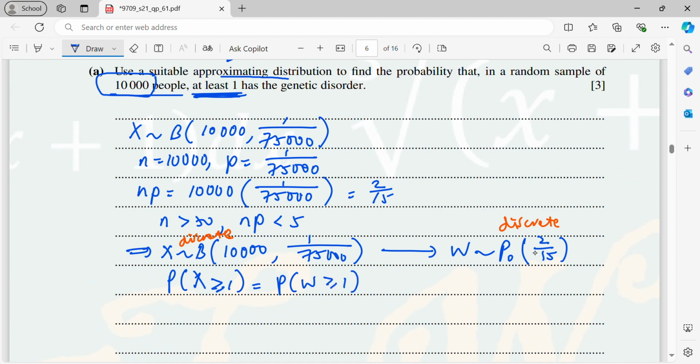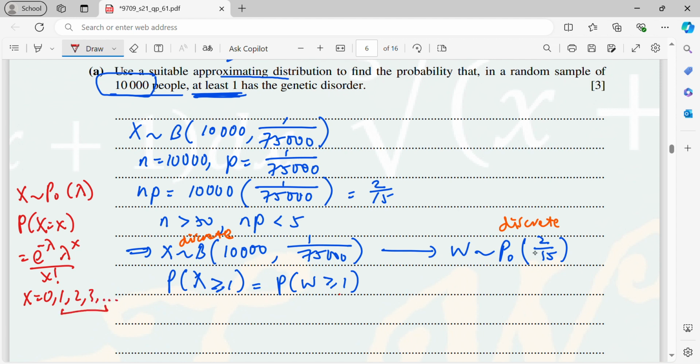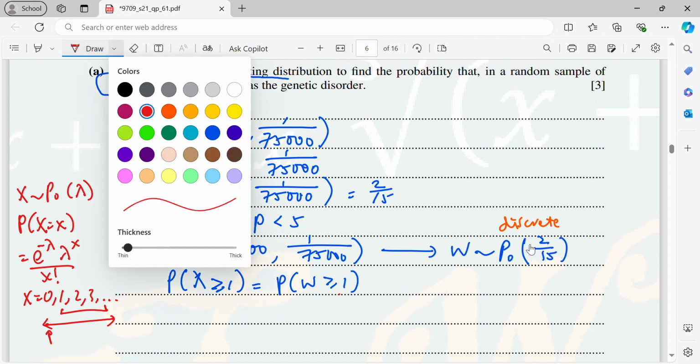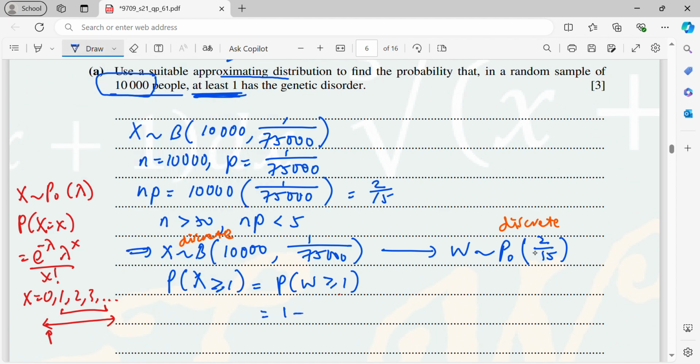So now, for the Poisson distribution, X is Poisson distributed with lambda, or mu. P(X = x) is going to be e^(-lambda) lambda^x over x factorial. Then again, x starts from 0, 1, 2, 3, and continues. So now, greater than or equal to 1 means 1 onwards. We do not know when to stop, therefore we use total probability: 1 minus the probability when x equals 0. So this is going to be 1 minus P(W = 0).